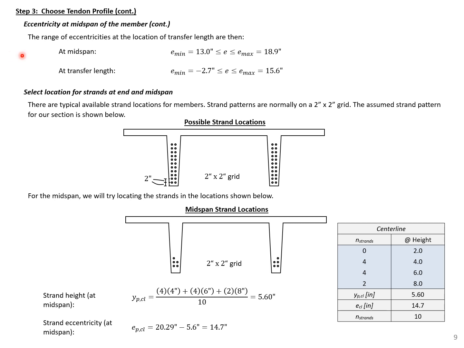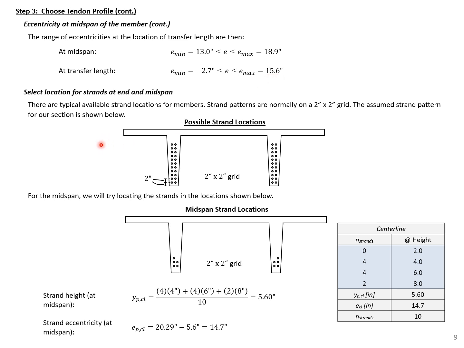The kern point analyses give us the range of eccentricities at the midspan and also the range at the ends or at the transfer length. So you can see as long as we keep the centroid of the strands between the minimum and maximum eccentricities at the midspan and at transfer length, we most likely will meet our stress checks. So you can see we have a range here between the minimum eccentricity at the midspan and maximum eccentricity at the ends of the member, where we can use a straight strand profile. So as long as we stay between 13.0 and 15.6 inches, we will most likely meet our stress checks at midspan and at the ends.